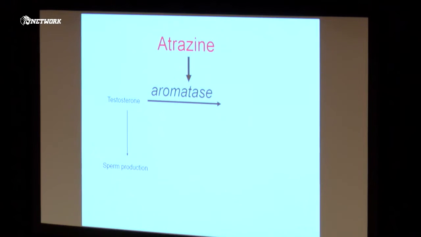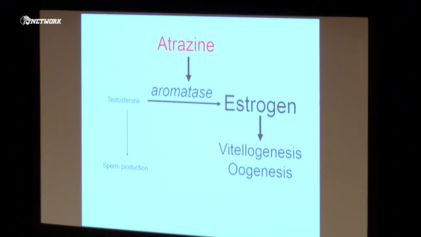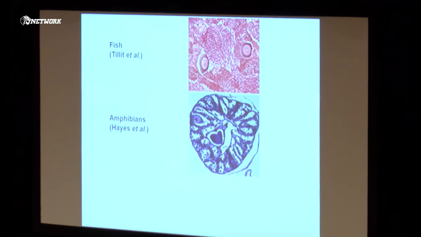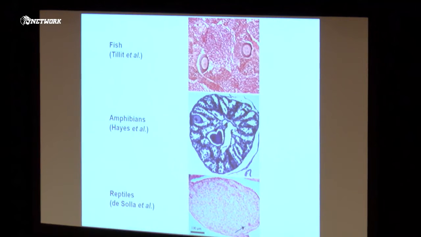Does atrazine turn on aromatase? And I'll have more to say about that. It'll cause vitellogenesis and oogenesis in frogs. That means growing eggs in your testis. Here's my frogs. Somebody else has shown that this occurs in fish. This is at the US Geological Survey. Somebody else has shown that this occurs in turtles. That's not going to happen in humans because we have mechanisms to protect against that.